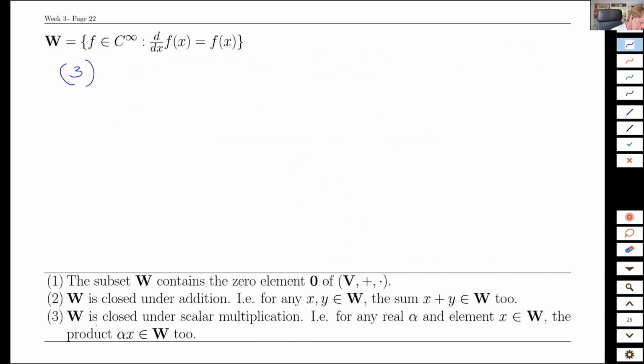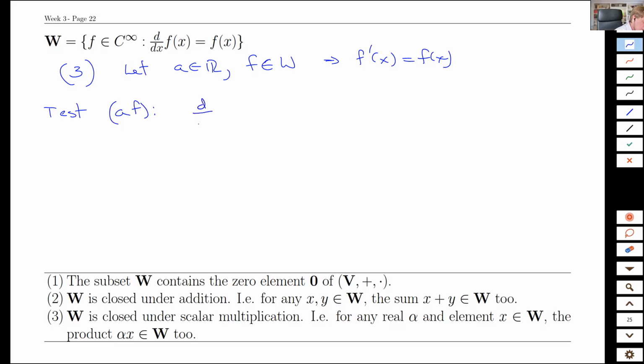Then just because we're on a roll, let's do this too. We're going to show that W is closed under scalar multiplication. So let A be a real and f be an element of W, which of course means that f prime of x equals f of x. Again, because it's in W, it satisfies that rule. And then we're going to test A times f. We're going to take the derivative of A times f and evaluate at x.